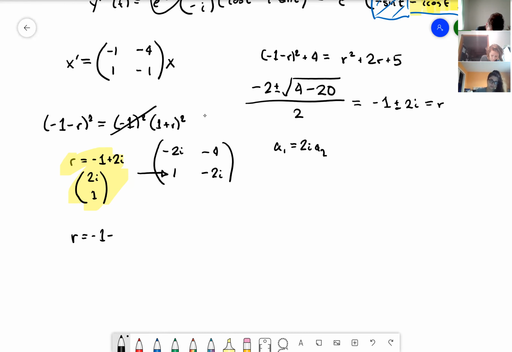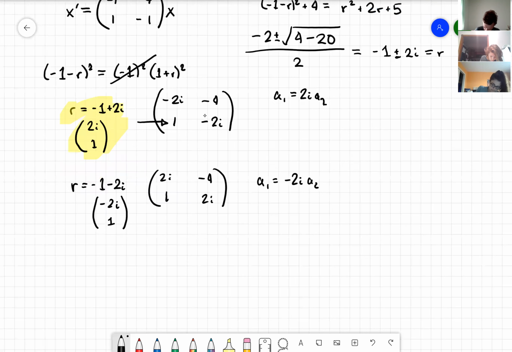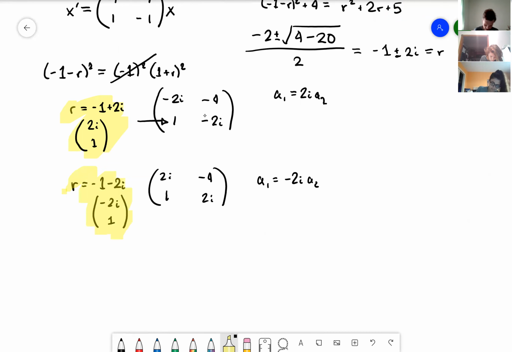R equals -1 minus 2i. The matrix will be, well, exactly the same, except 2i is getting replaced with -2i. So -2i becomes 2i, minus 4, 1, 2i. And I get a1 equals -2i a2. We didn't really need to do it. We knew these were going to appear in conjugate pairs. So the other one would have been -2i, 1. Actually, getting the second eigenvector we could have skipped entirely because we're only going to use one of them anyway.